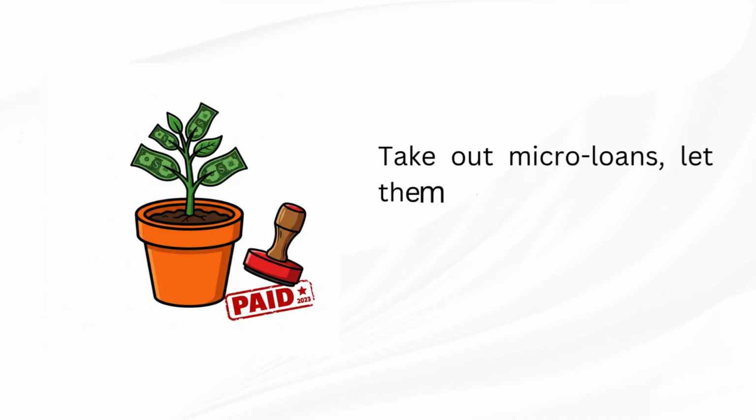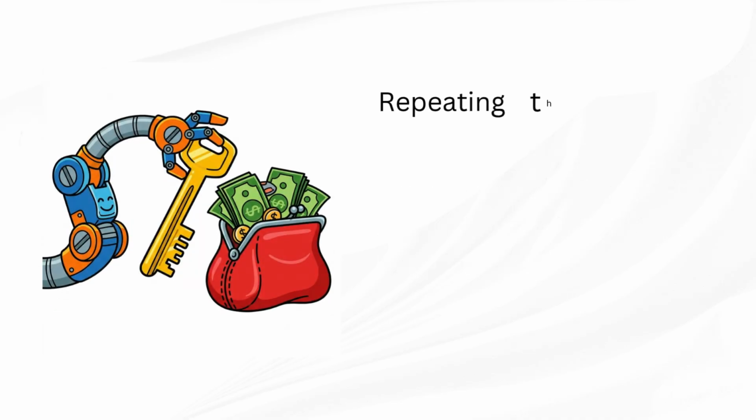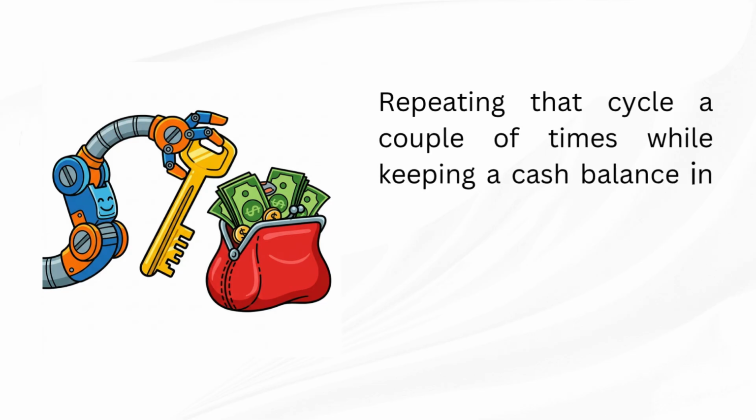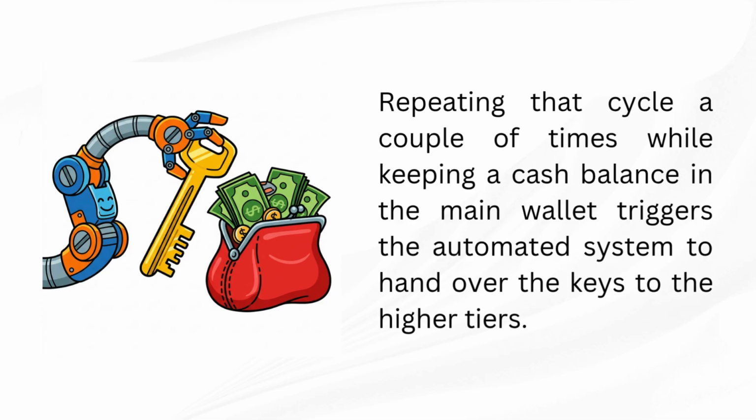Take out microloans, let them mature for a hot second, and kill the balance early. Repeating that cycle a couple of times while keeping a cash balance in the main wallet triggers the automated system to hand over the keys to the higher tiers.